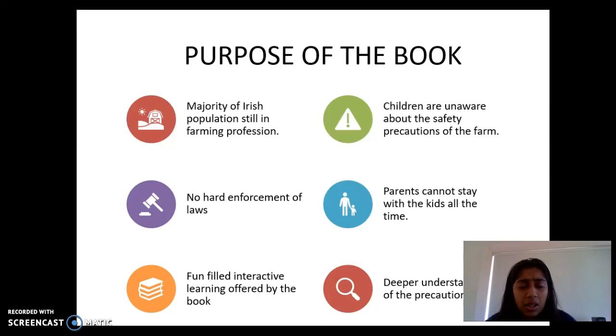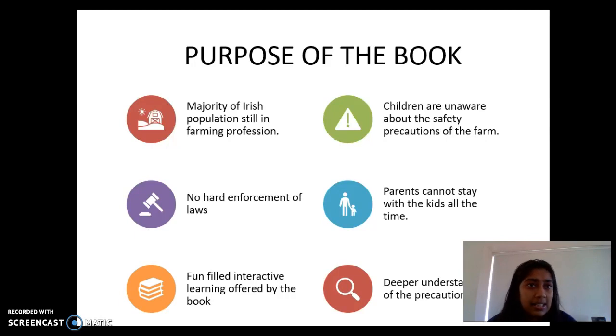We know that the majority of the Irish population is still in the farming profession and they live near the country or the rural sites. When the parents are working on the farm, children tend to go and play in the farm and they are unaware of the safety precautions which need to be essentially taken at that time. And there is no hard enforcement of laws in Ireland.